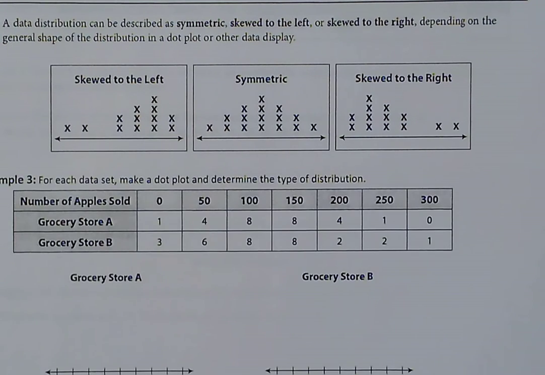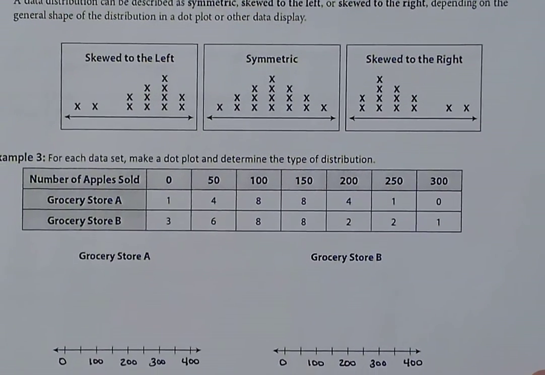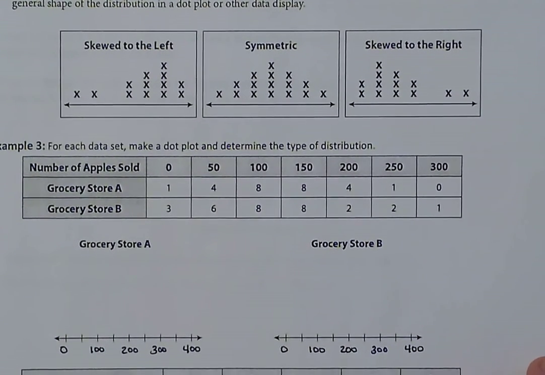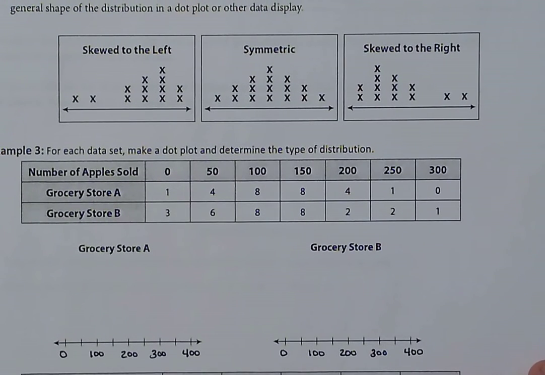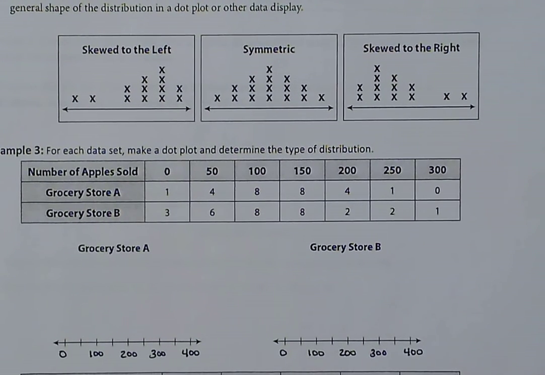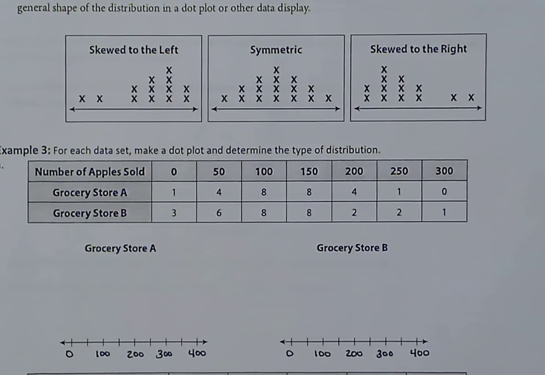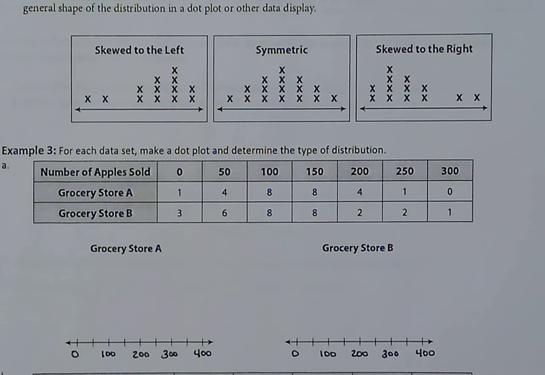So with that said, let's go ahead and take a look at example 3, part A, where they want us to go through and make a dot plot for each problem, and then we need to go through and determine the type of distribution. So whether it's skewed to the left, symmetric, or skewed to the right.